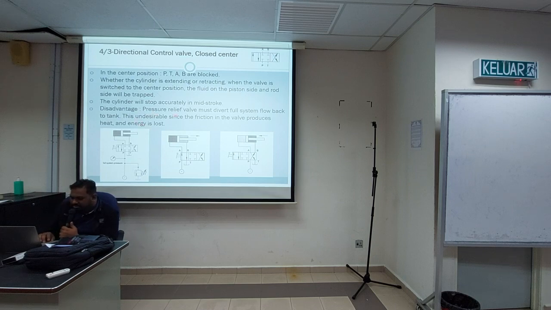Okay, so disadvantage, pressure relief valve must divert full system flow back to tank. This undesirable since friction in the valve produce heat and energy is lost. So boleh tengok dekat sini, initially it's not connected, tapi kalau it's not connected, dia kena hantar balik semua hydraulic oil ke tank. So dekat sini pun dia kena hantar balik. So 4/3 ni it has some disadvantage sebab dia ada banyak pergerakan balik ke tank.